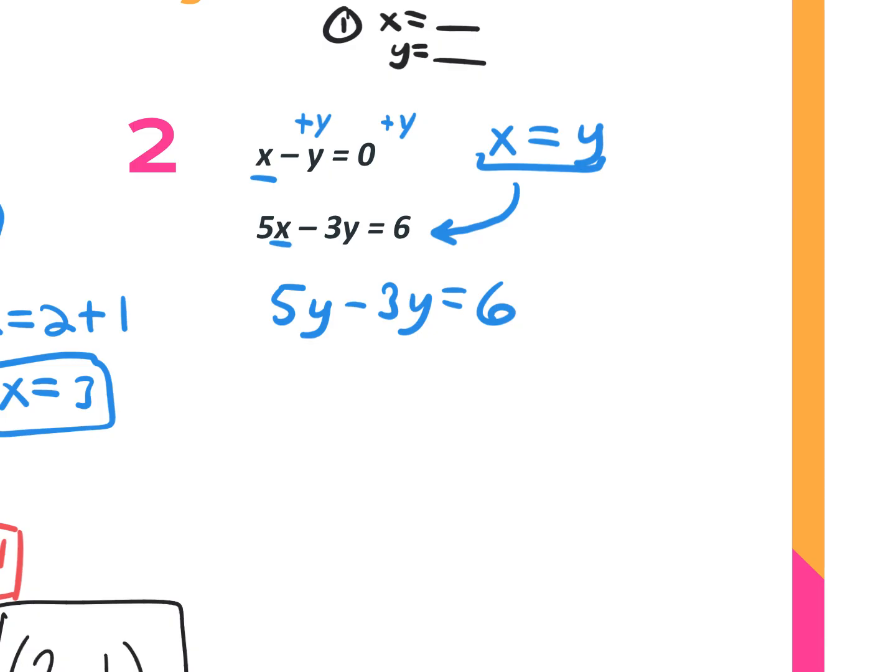All right, what can we do now? Good, right? So then this is going to get us 2y equals 6, and then what do we get for y? Nice, so we get y equals 3.